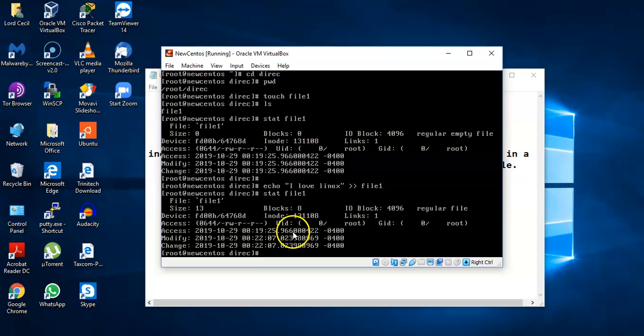I hope you see the changes. Right now the file size is 13. Before it was 0. Now it is 13 because there's content in the file. The blocks was 0. Now the blocks is 8. As you keep adding stuff in the file, the block number keeps changing. It now shows regular file. It's not an empty file anymore like before.